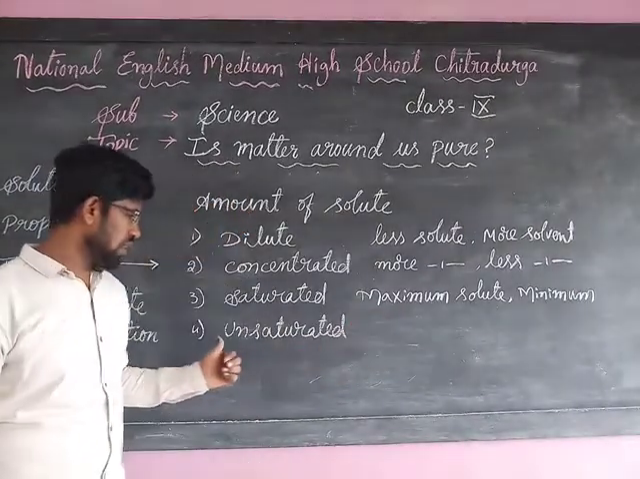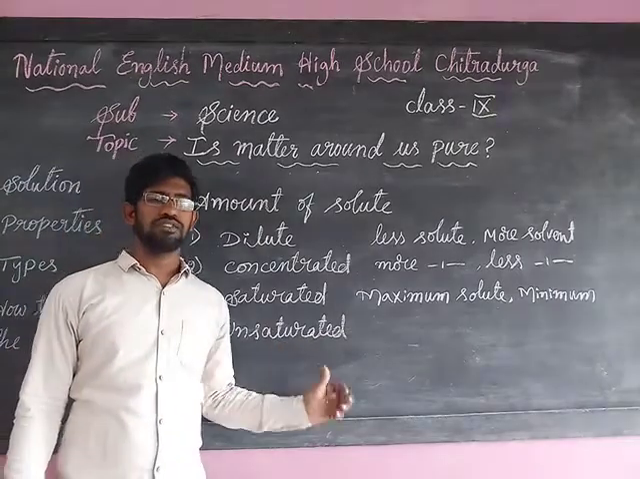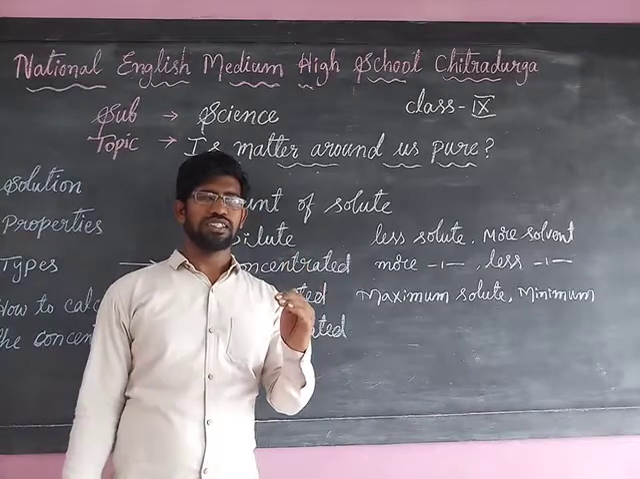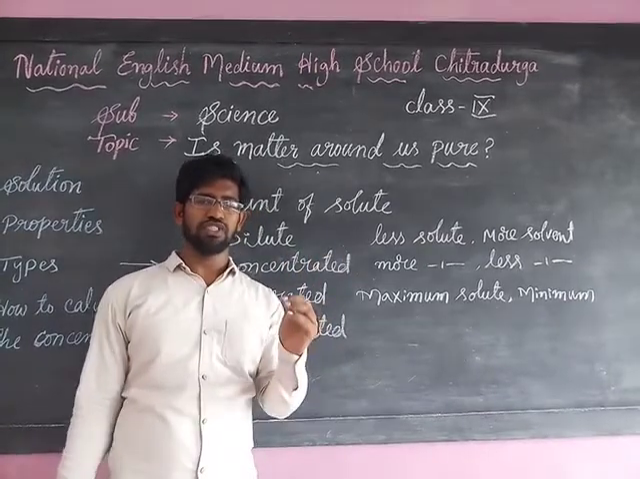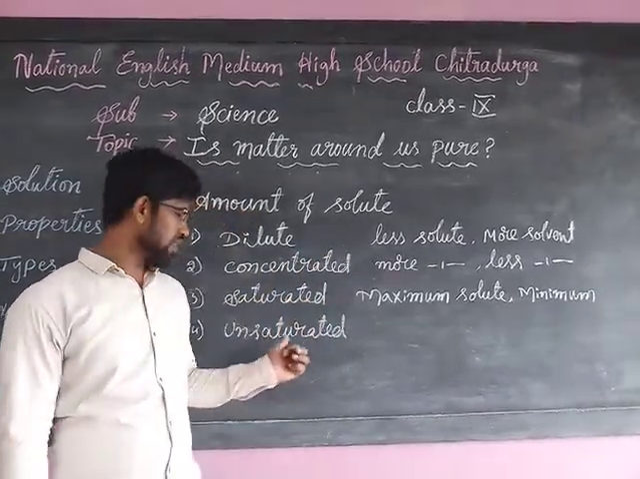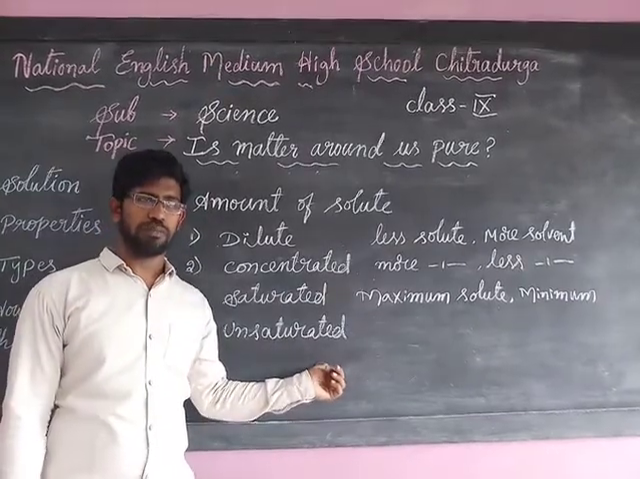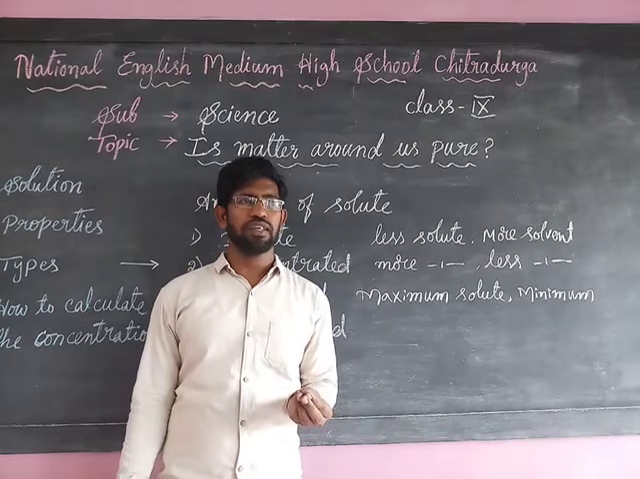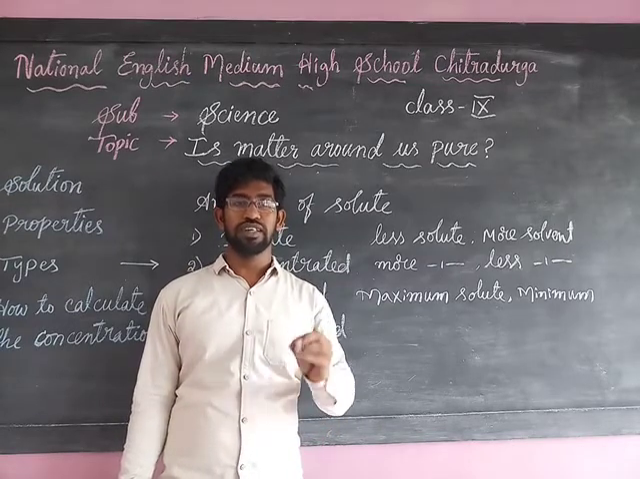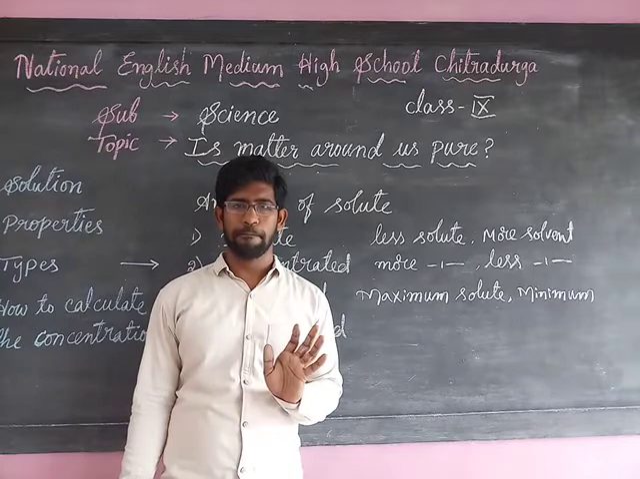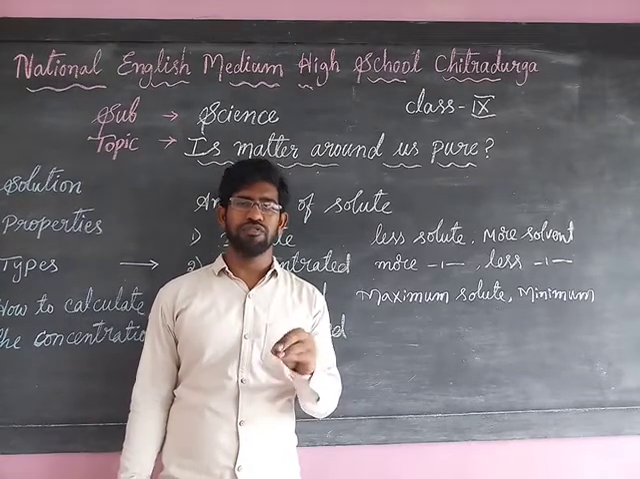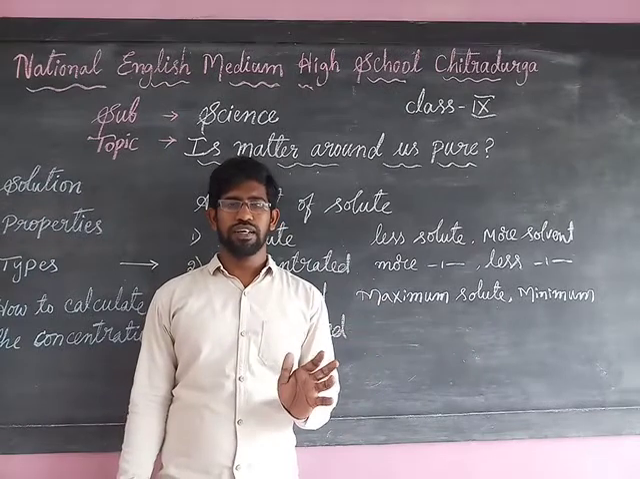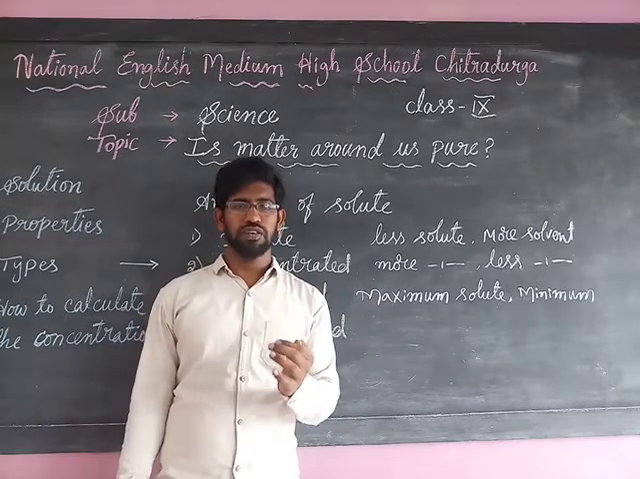Understood? Then next, unsaturated. The unsaturated type of solution is one below the saturation level. Below the saturation level of the solution is called an unsaturated solution. Just take an example: if the maximum capacity of the sugar solution is 10 tablespoons of sugar, and we add 10 spoons of sugar into the water, then it becomes saturated. But unsaturated means just below the saturation level.